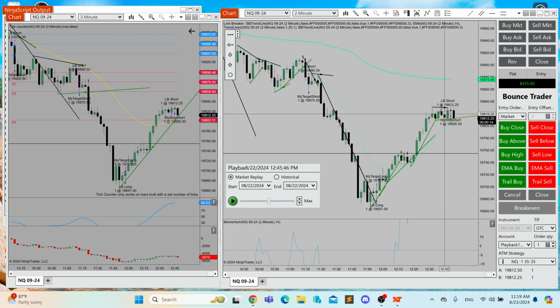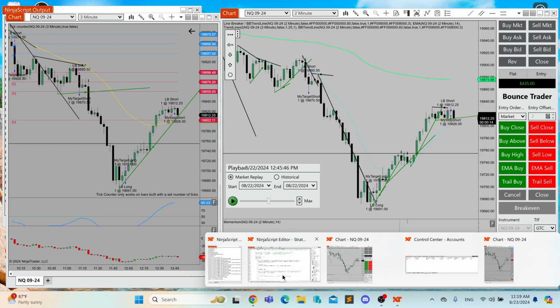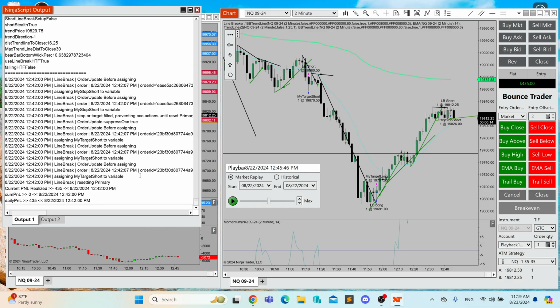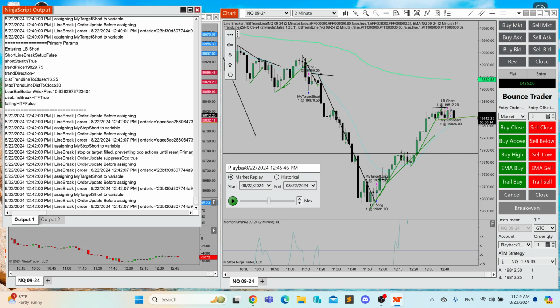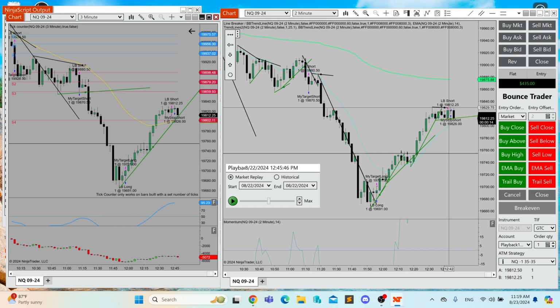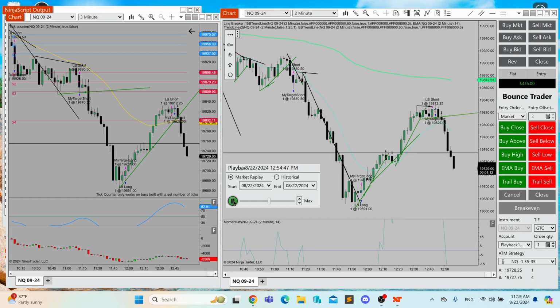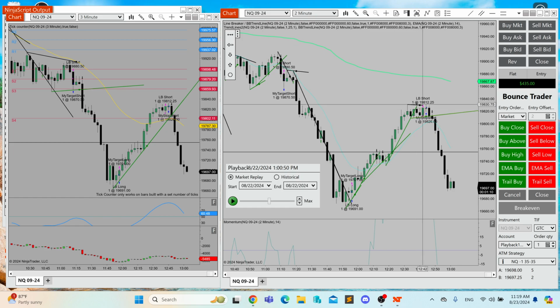Now this was to the short, but this was a stealth setup. Yeah, see, it was a short stealth. So this was a stealth setup. It didn't work, but it was just by the tick, you know.